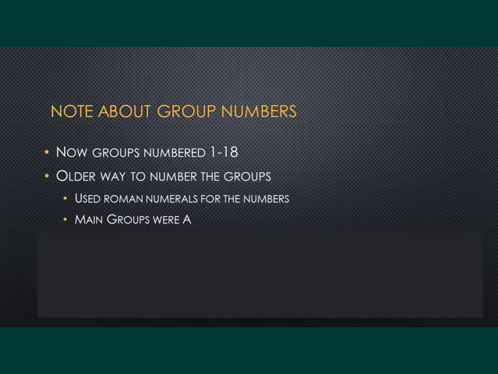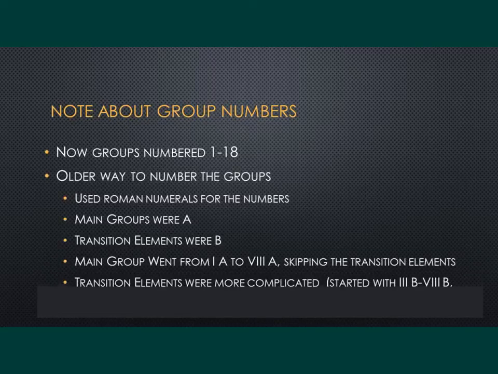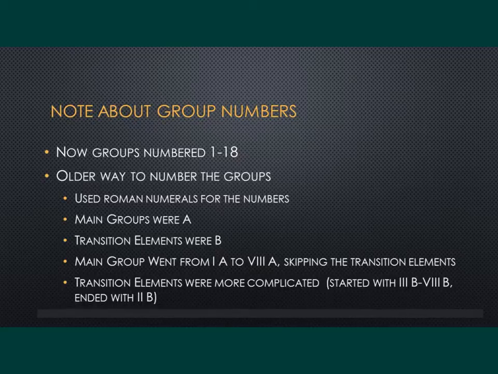So the letters are A and B with a Roman numeral in front of them. The main groups are labeled with an A. The transition elements are labeled with a B. And usually it's just when I'm talking about the main groups that I use the groupings that seem strange to you, but they have more meaning to me. To me, it's easier if you learn them this way.